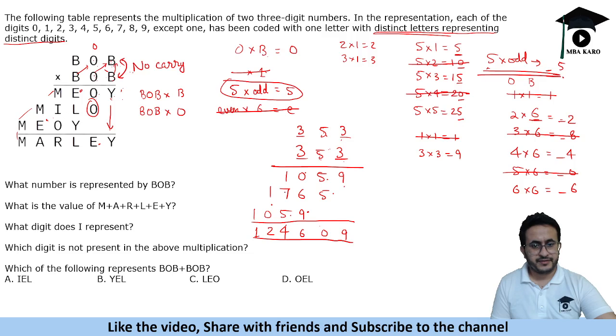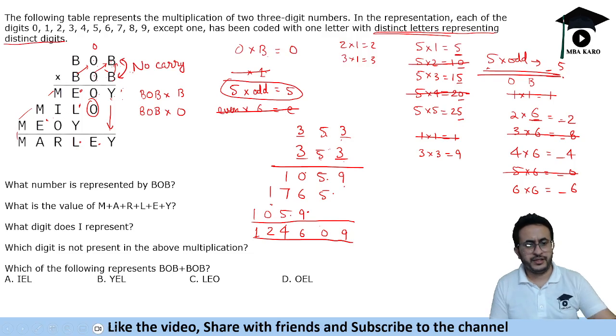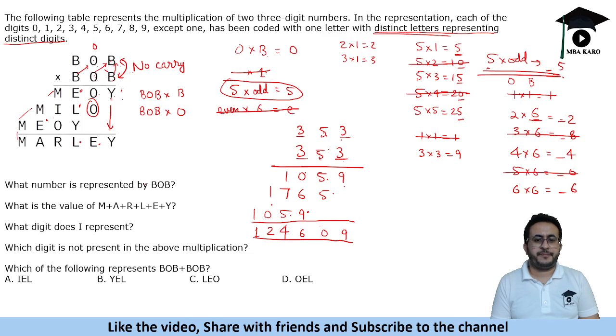I is 7, which is used only once. L is 6, it is used here and here both. So this is how we get the solution. You can look at all digits, each one has been used for a different letter. So now let us look at the questions. What number is represented by BOB? BOB is 353.